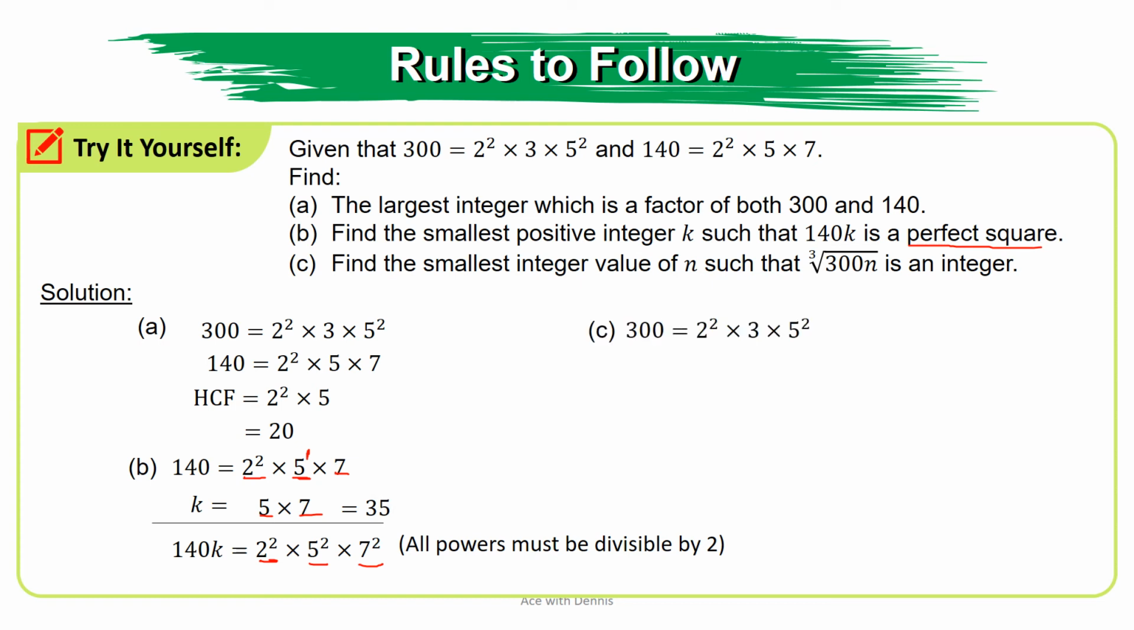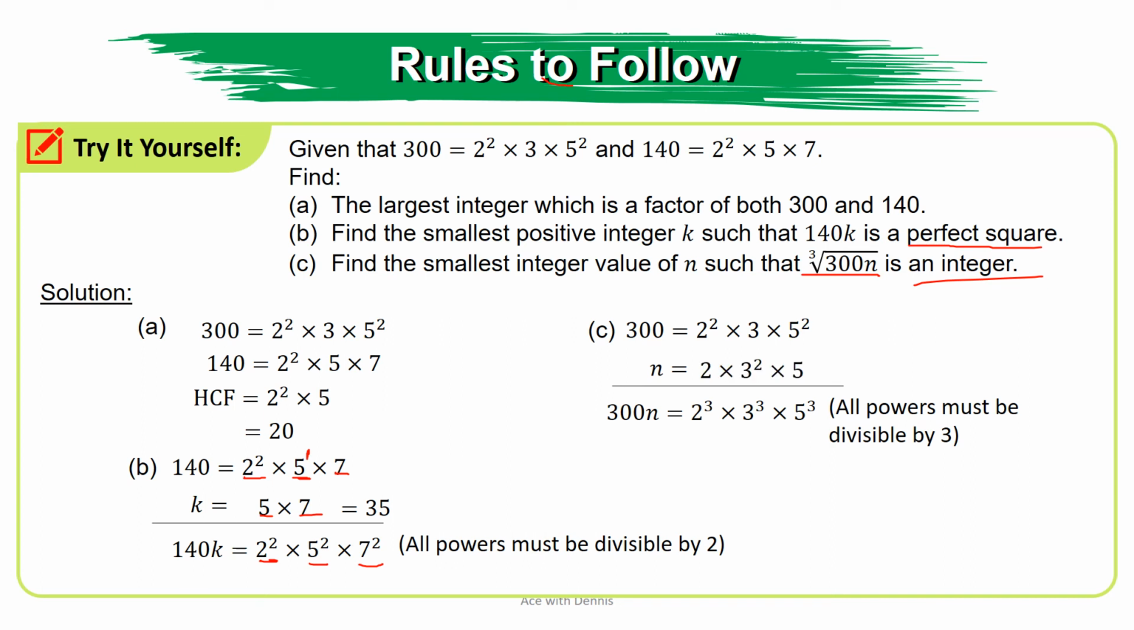For C, we know 300 equals 2 square times 3 times 5 square. Multiplied by n, 300n is 2 cube times 3 cube times 5 cube, because all powers must be divisible by 3, as we want the whole thing, when we cube root it, to be an integer. Therefore, n must have a 2 here, so that 2 square times 2, we get 2 cube. Must have a 3 square, because 3 times 3 square, we get 3 cube. Must have a 5, because 5 square times 5, we get 5 cube. Hence, n will equal 90.